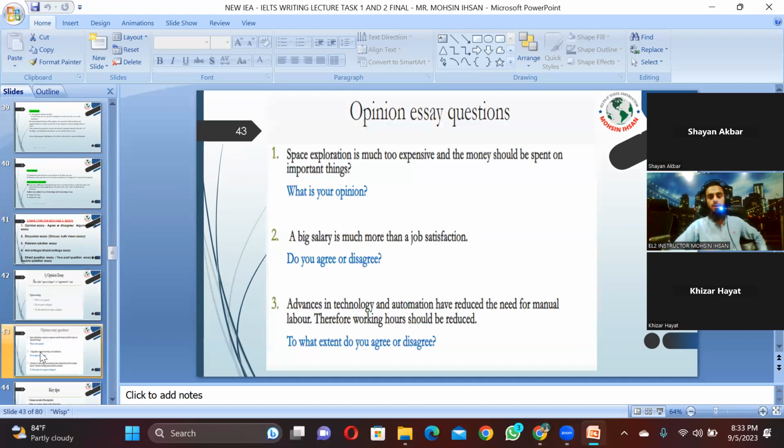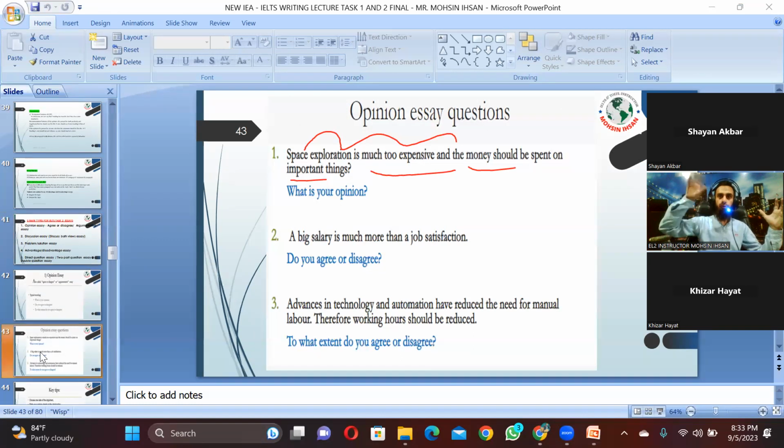These are the topics which require your opinion. The first topic is: space exploration is much too expensive, and the money should be spent on more important things. What is your opinion? Either you agree or disagree, it doesn't matter. Money could be spent on space exploration and satellites, or it could be given to the poor and important things on land. Sometimes students get stuck: should I write on this side or that side? No, it is a test of English, not a test of psychology.